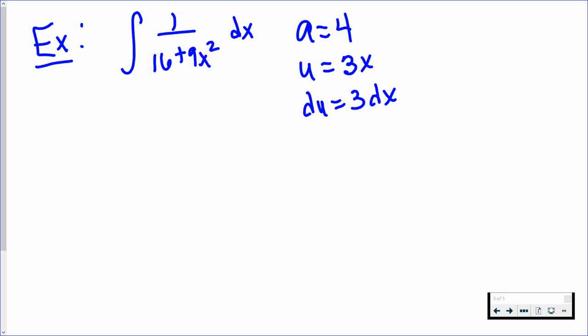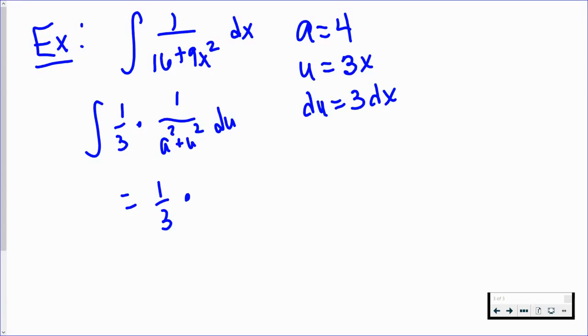Okay, for one like this, it may be helpful to rewrite in terms of a and u, especially because you have to remember to multiply by a constant. If your du is 3 dx, then we only have a third of that because we have 1 dx. So we do have 1/3, and I'm just going to keep that out front, times 1 over a squared plus u squared du. Now, if we take that integral, we have 1/3, that's just the constant, times the integral of 1 over a squared plus u squared, which is going to be 1 over a times the arctangent of u over a plus c.